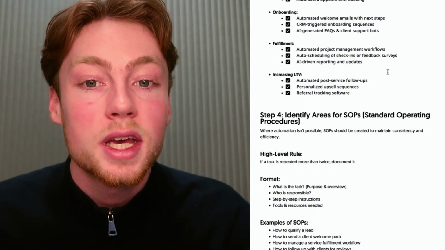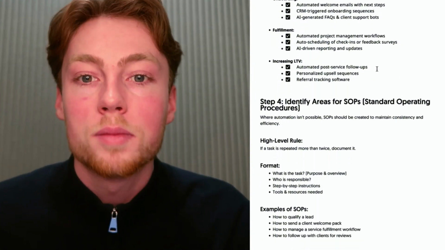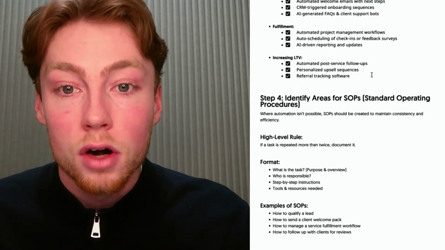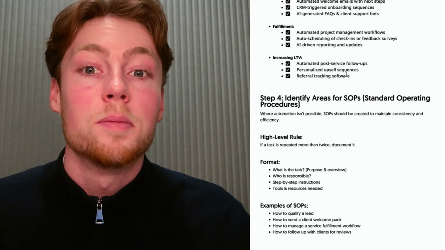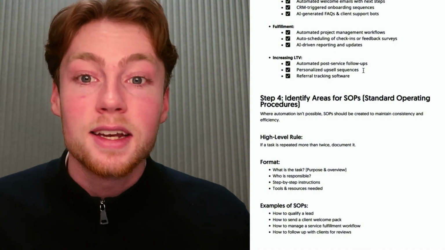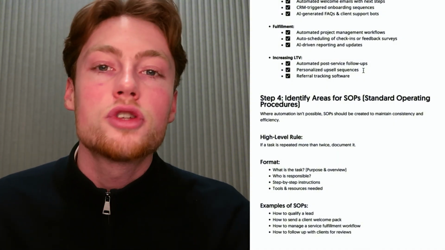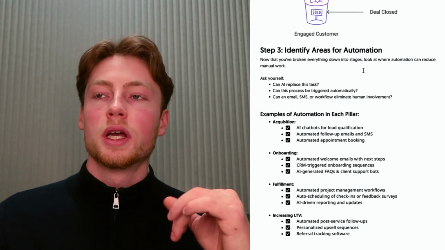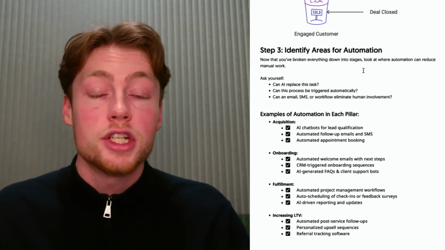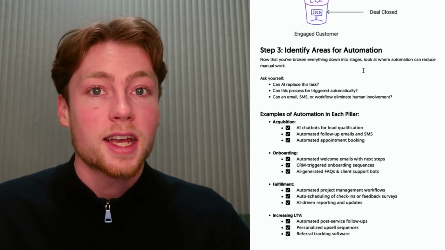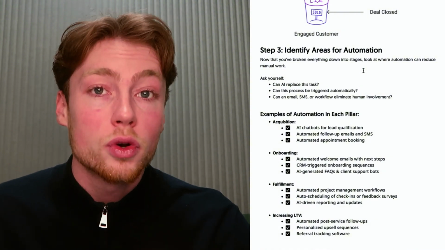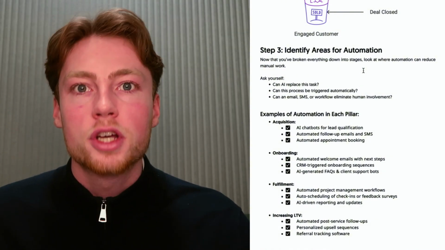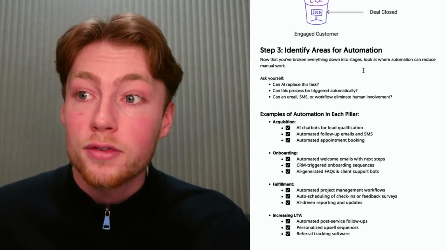Okay, increasing LTV. Automated post-service follow-ups, automated review collection, having a system to encourage referrals, referral tracking software, personalized upsell sequences, again, all easily done with AI. So those are just a few examples, but the idea is that you take your stages and you clearly tick off, and I would highly suggest you actually do this, have a checklist and tick the ones off where it's like 100%. Even if you don't know how currently, if there is a way to automate it, note that down, because eventually it's going to be something that you should if you can.